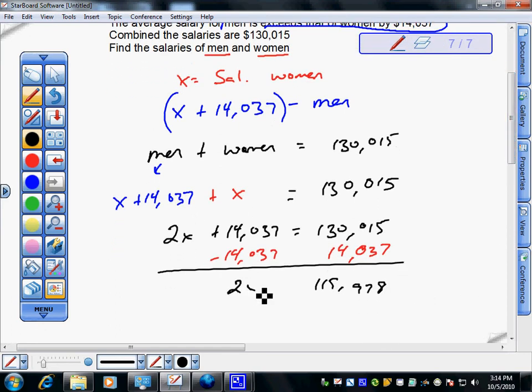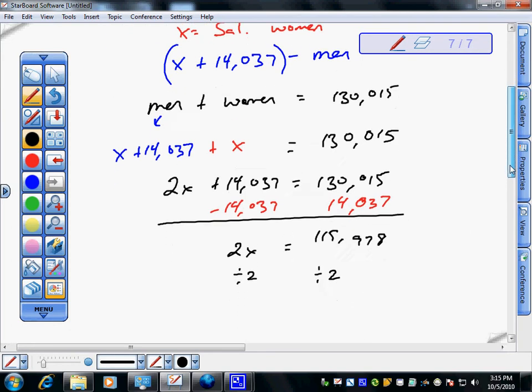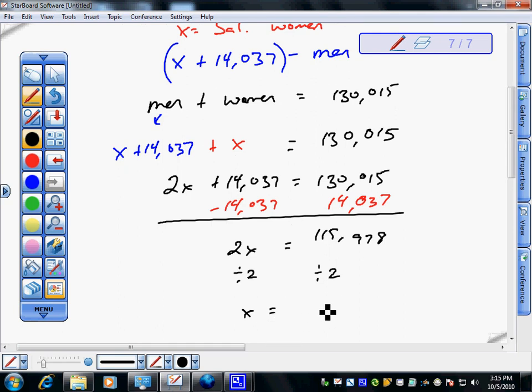So now I'm left with 2x. And now I'm just going to divide both sides by 2, leaving me with x equals 57,989.